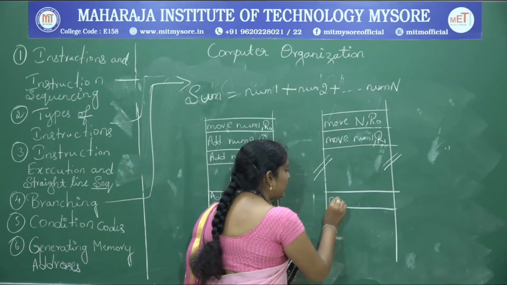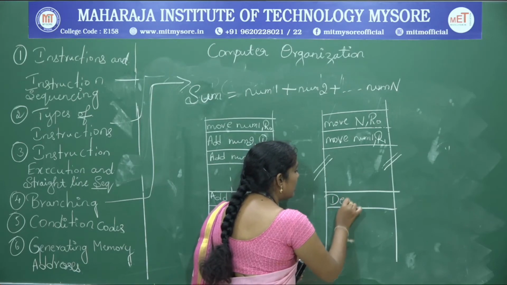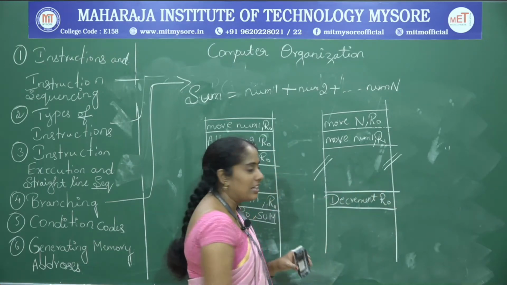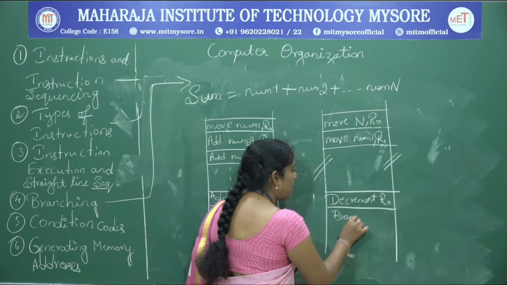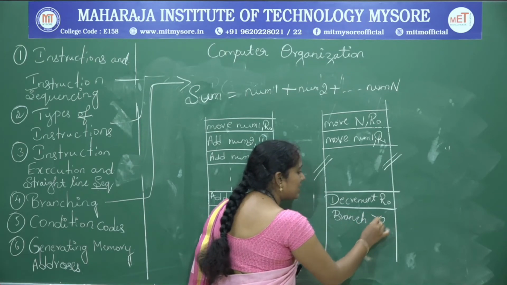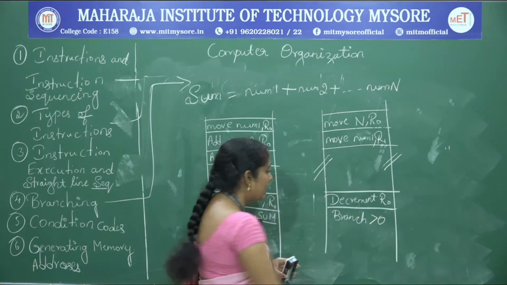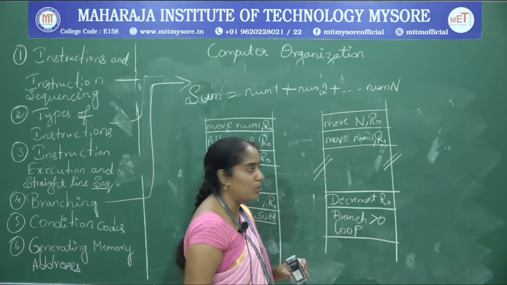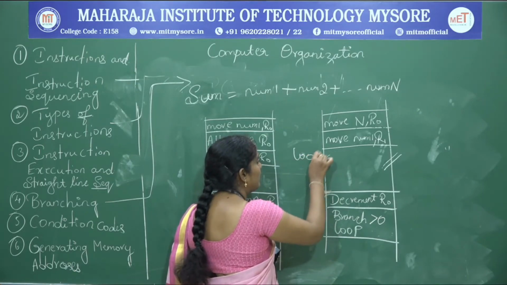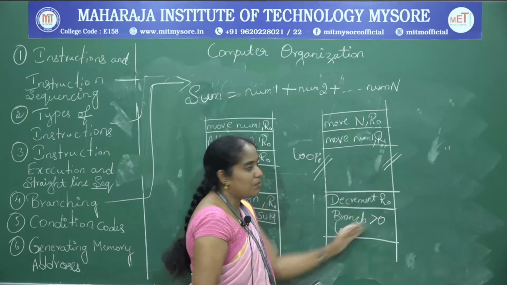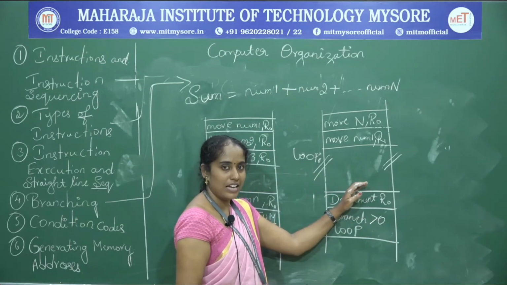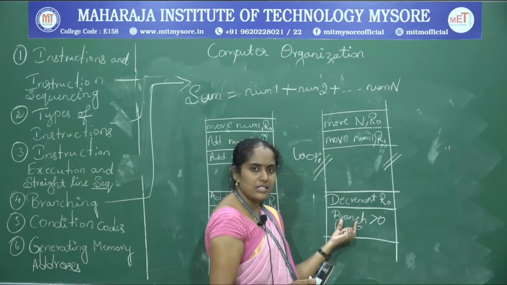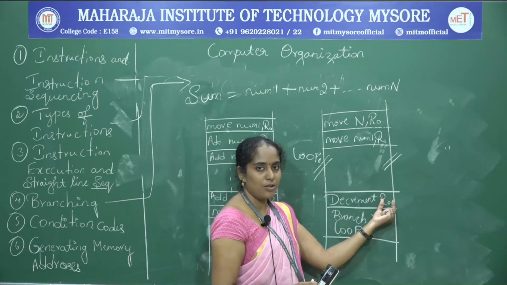Next you need to decrement the R0 value, and if the branch value is greater than 0, and this condition is true, then go to a particular label, and that label name may be loop. Here this is the loop label. So this instruction will be executed n times. This is called a looping statement. So what is this branch here? This branch is nothing but this R0 value.